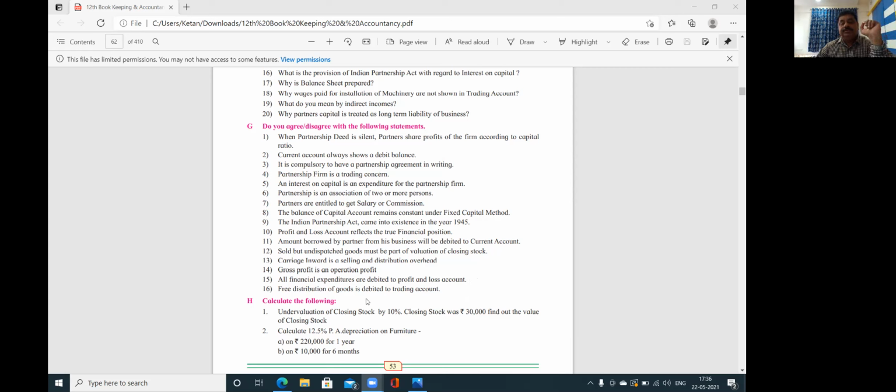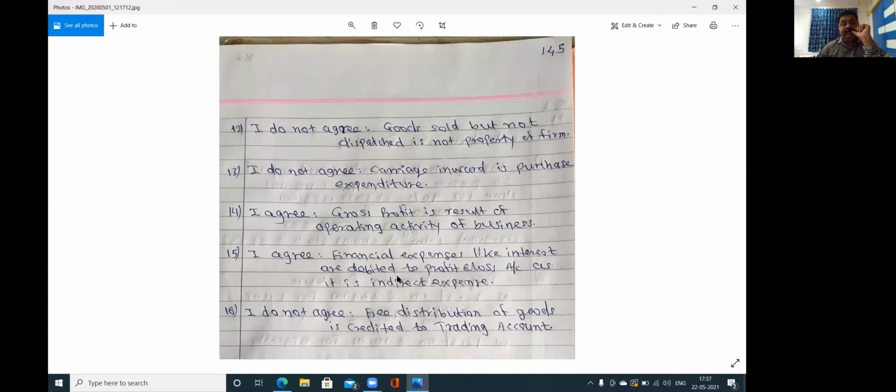Free distribution of goods is debited to trading account. I do not agree. What does free distribution mean? Advertisement. It is credited to trading account, not debited. So the answer to number 15 was I agree, and number 16 was I do not agree.